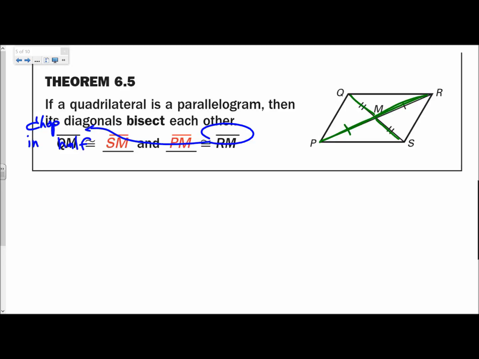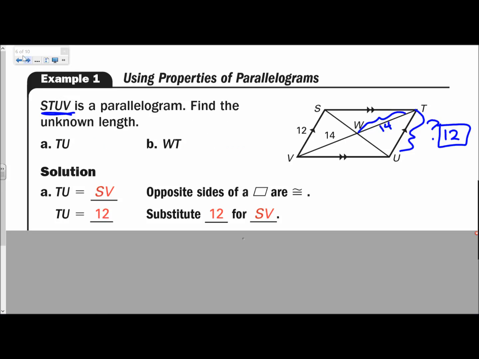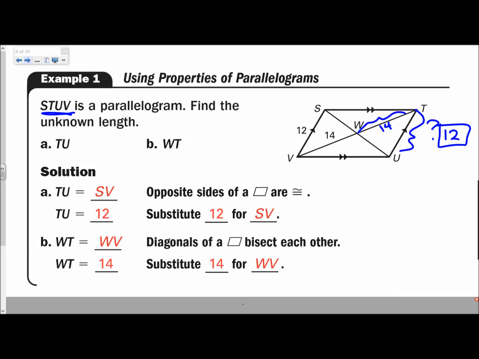Look, that's why this is congruent to that, and vice versa. The diagonals chop each other in half. That's why you have one hash mark here and one hash mark here. They're congruent. Two hash marks here, two hash marks here. They're congruent. So Ms. Castro is absolutely right. WT has to be 14 because this diagonal is chopped in half by SU. So this and this got to be congruent. So let's fill in the blanks here. So WT equals WB. We'll fill that in. So WT is 14. Substitute 14 for WB.